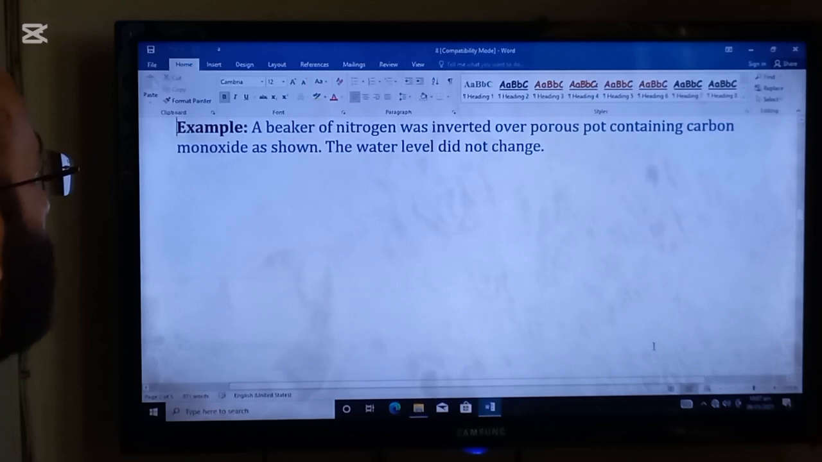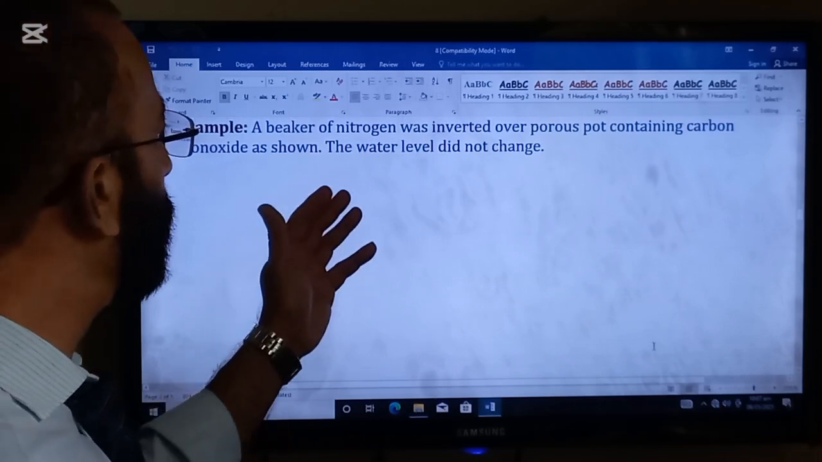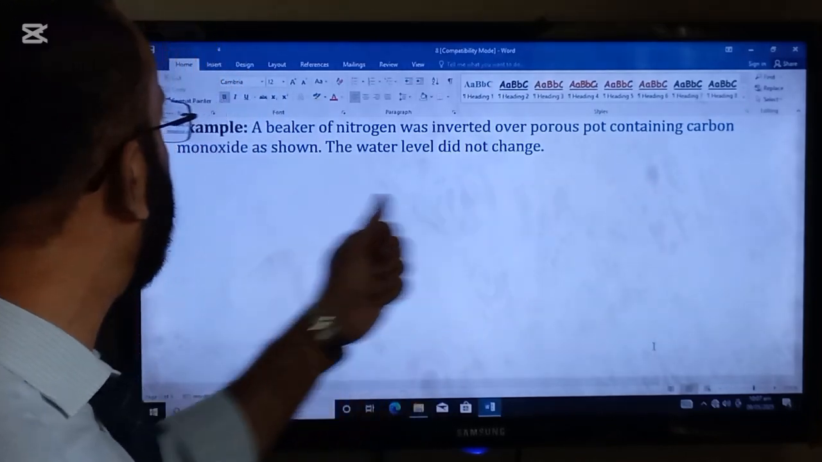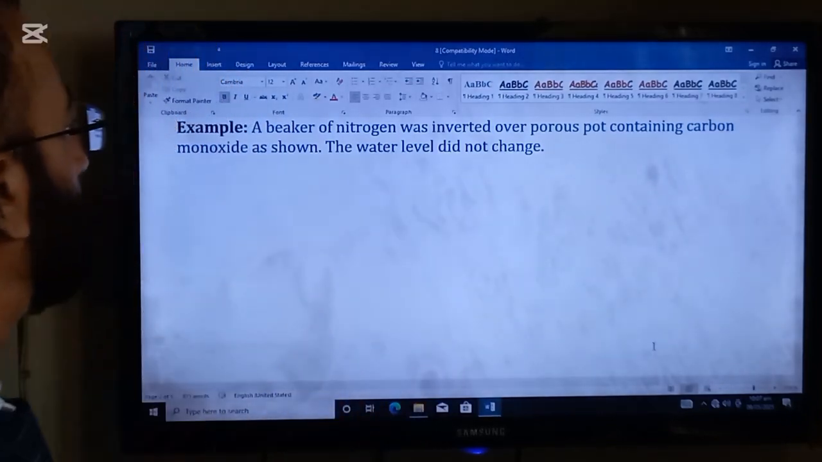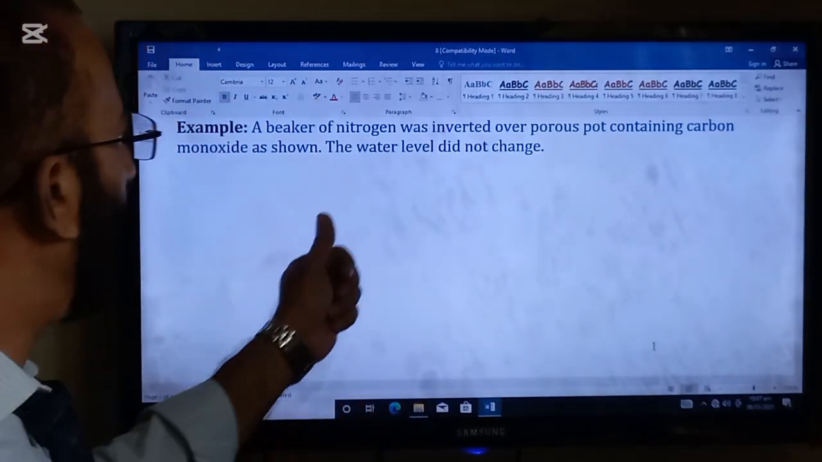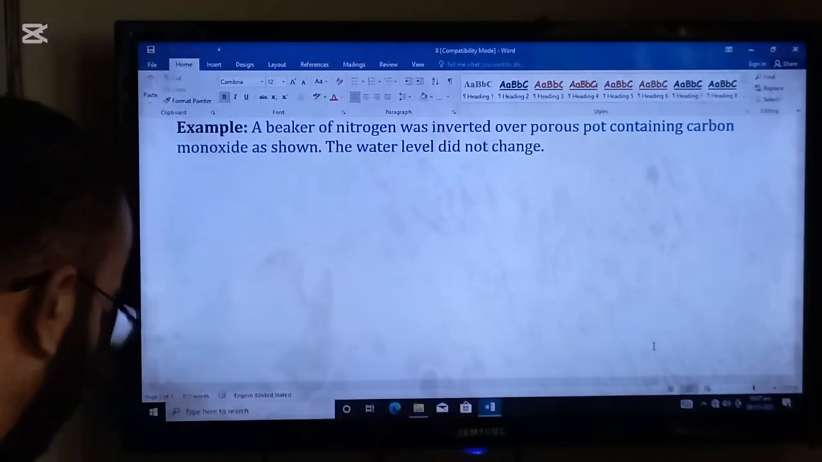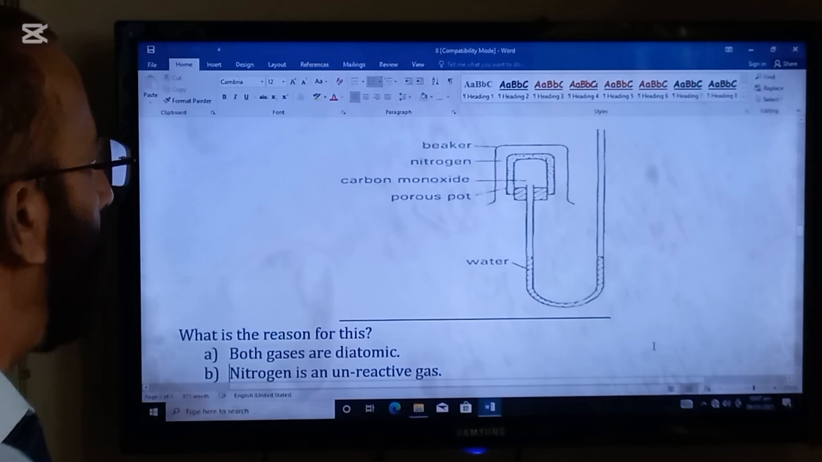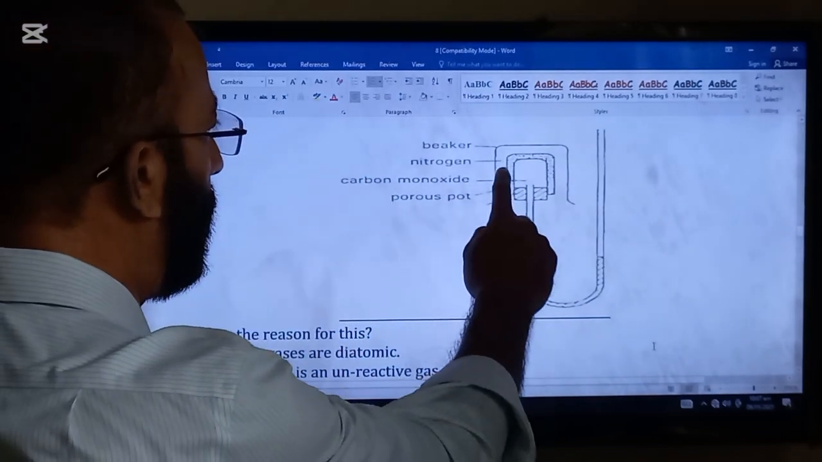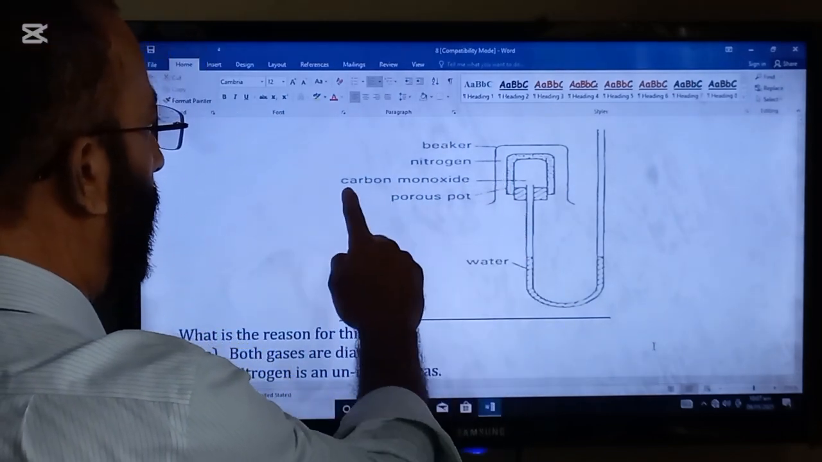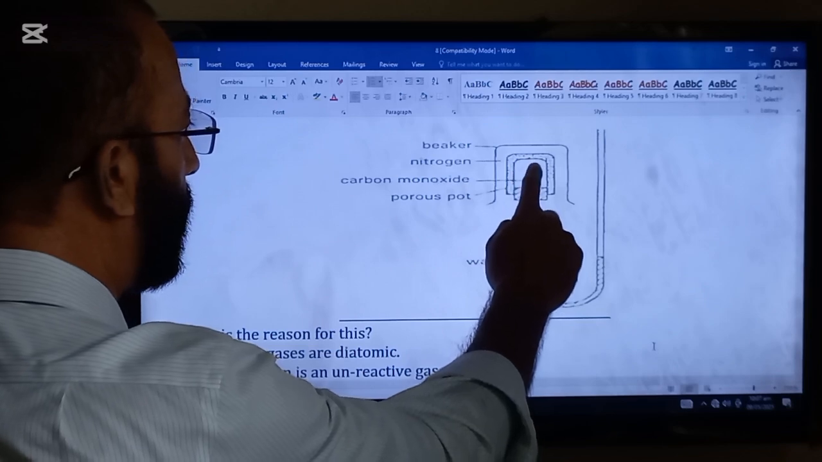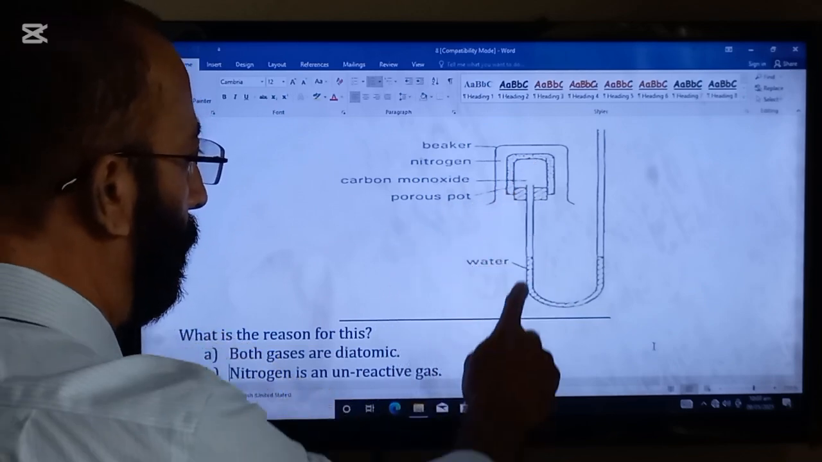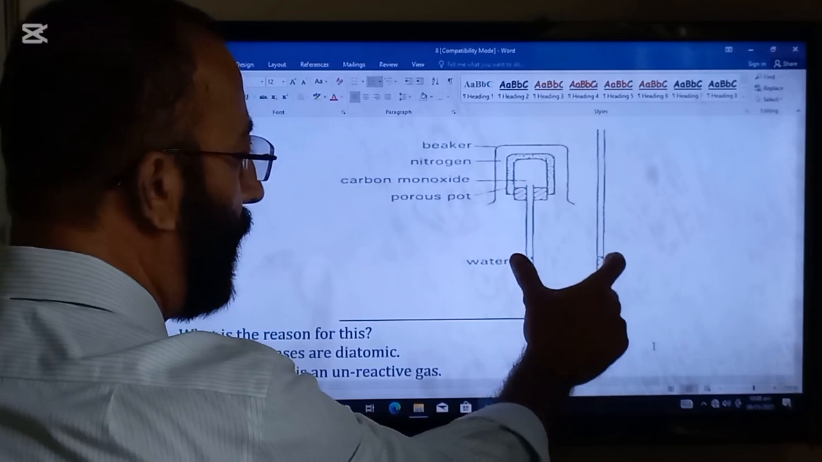Another example is: a beaker of nitrogen was inverted over a porous pot containing carbon monoxide as shown. The water level did not change. So here is a beaker containing nitrogen. Carbon monoxide gas is here, and this is a porous pot. The water level keeps its level.